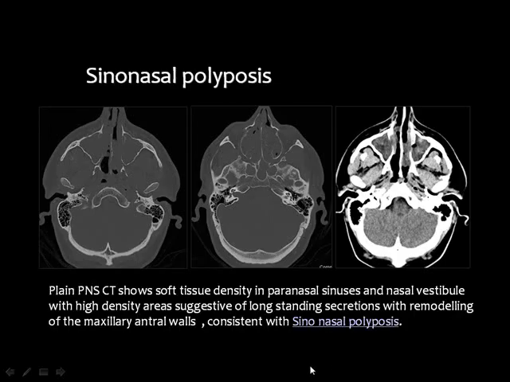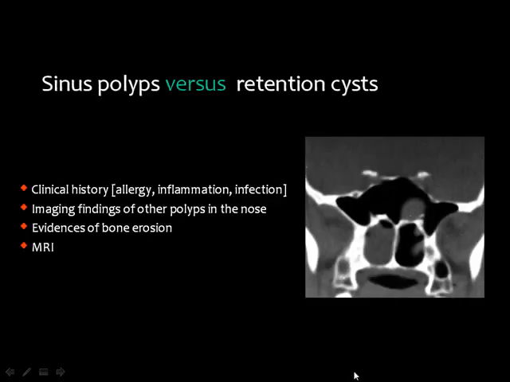Then here is another case in the axial images, and you can see obliteration of the maxillary antra and ethmoidal air cells on both sides, and some of the disease is seen filling the left nasal fossa. In order to differentiate between nasal polyps, which are less common compared to retention cysts, the only discriminative way is to identify another lesion in the nasal cavity.